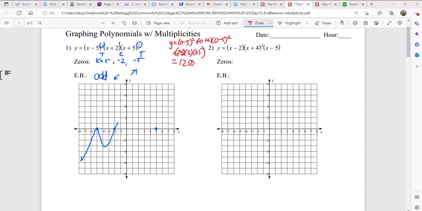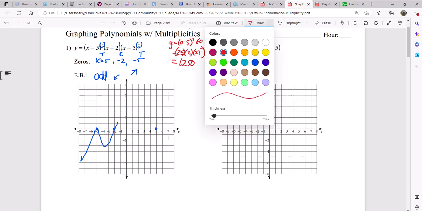So again, remember that in order to find the y-intercept, we put 0 in for x and we solve. So what I did is I put all of the values of 0 in for x. So 0 minus 5 is -5 squared, 25. 0 plus 2 is 2. 0 minus 5 is -5 squared is 25. So the y-intercept is going to be all the way up at positive 1250.